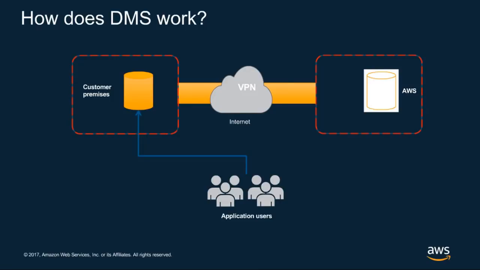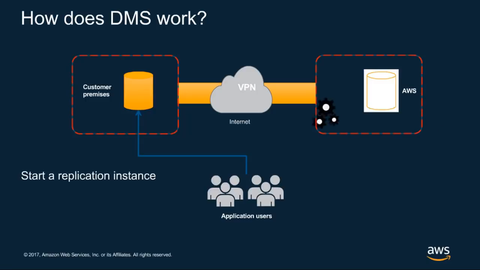So how does DMS actually work? Let's look at the process step by step. Let's assume that you have a group of application users who are using an application that connects to a database in your on-premises environment, as depicted in the diagram here. From the on-premises environment, we connect to your own virtual private cloud in the AWS cloud, and we are going to see how DMS migrates the database present in the on-premises environment to a database present in AWS, be it on EC2 or RDS, anything of your choice.